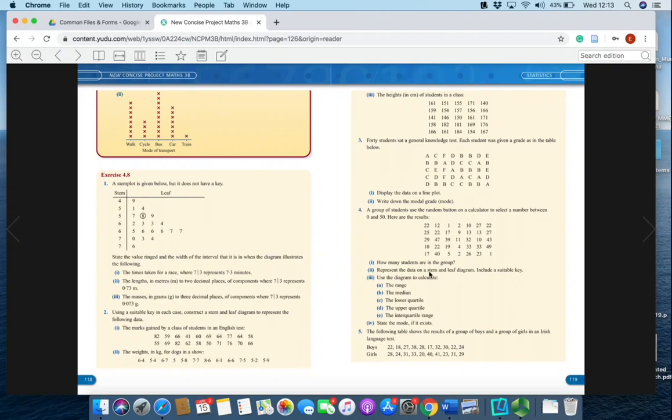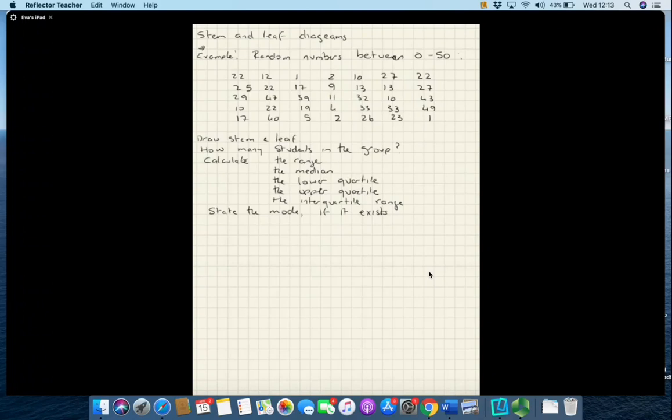Okay, let me share. So stem and leaf plot. Let's have a look at my values. My smallest one is 1. My highest one is 49. Do I have a 50? I don't see one. Okay.